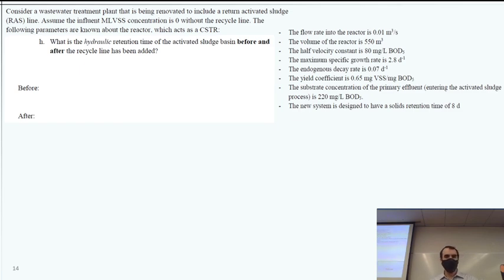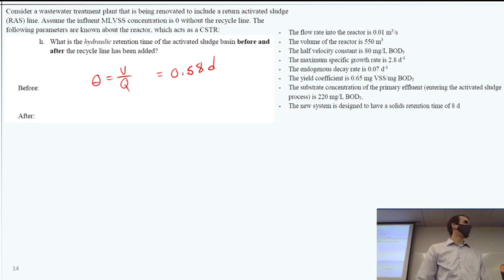So the last problem here asks, what is the hydraulic retention time for the activated sludge before and after the recycle line? And that's just a slight bit of a trick question because it doesn't change, right? Theta is V over Q in both cases. And that turns out to be 0.58 days. All right. So any questions?